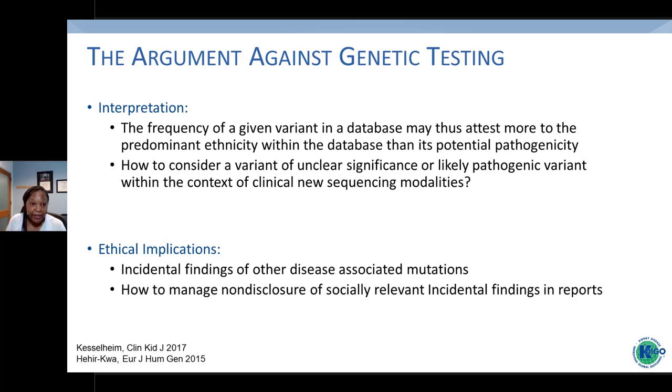However, the large number of variants that are identified creates serious problems with respect to over- or misinterpretation. Other ethical implications may include incidental findings of other disease-associated mutations, and we have to be thoughtful about how to manage non-disclosure of socially relevant incidental findings in reports. So all of these have entailed arguments against genetic testing, or at least the need to be thoughtful if that's the route that we're pursuing.